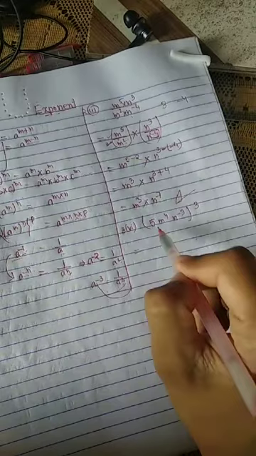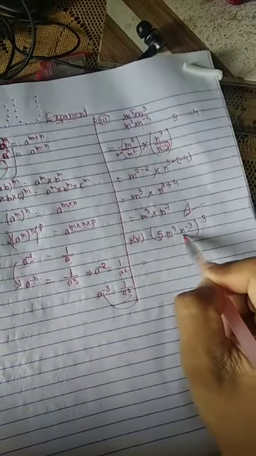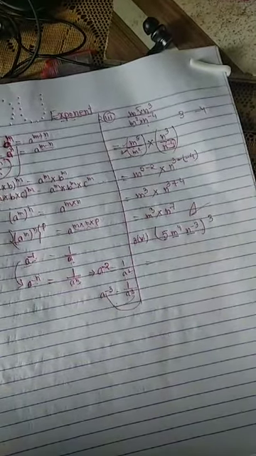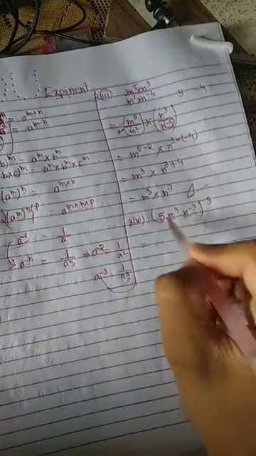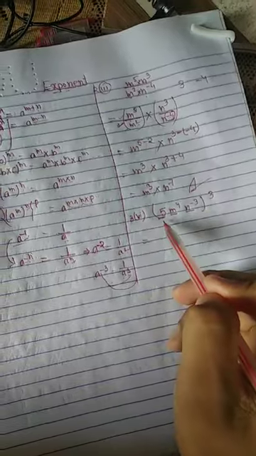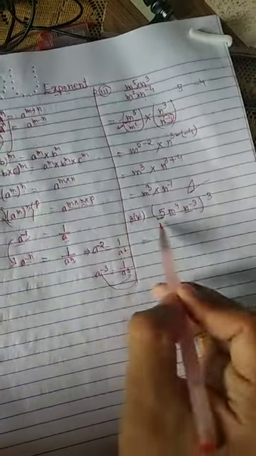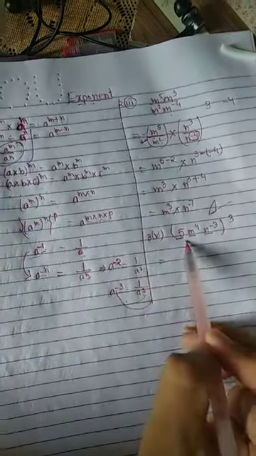Now what we have here? We have 5, we have m to the power 4, and we have n to the power minus 3, and then we have whole to the power 3 here. So how to solve? Now see, in this case, we have to match this question with the given formulas here. Now if you just match it, I think this formula is matching with the question here.